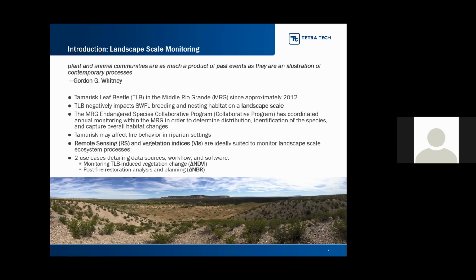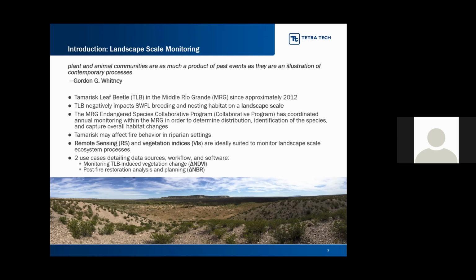So the Tamarisk leaf beetle itself has been in the MRG since around 2012. It's known to negatively impact flycatcher breeding and nesting habitat. Of course, it can create an ecological trap for nesting flycatchers. A lot of problems with the Tamarisk leaf beetle that I'm sure folks are well aware of. So these tools can be used to track defoliation and quantify it.